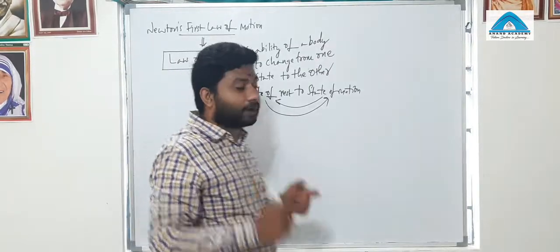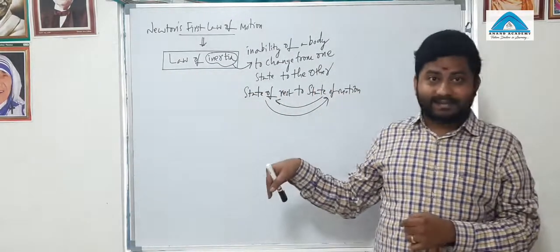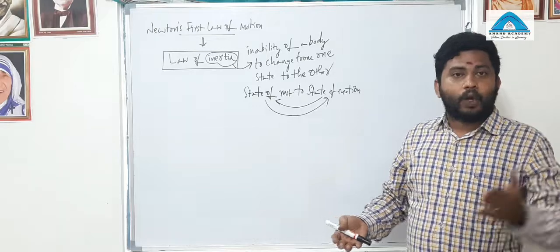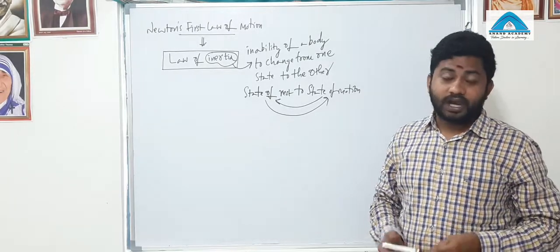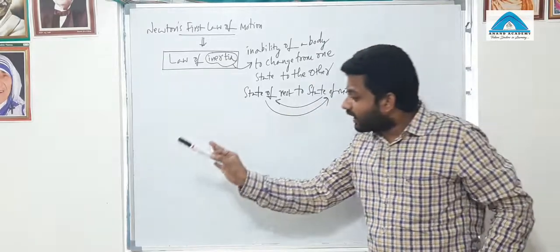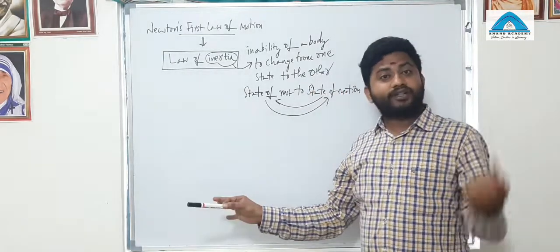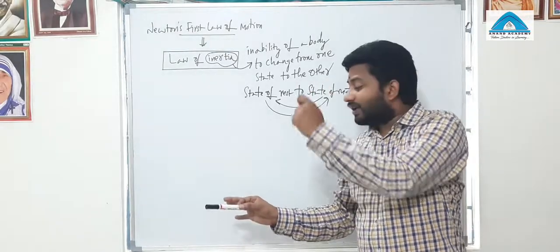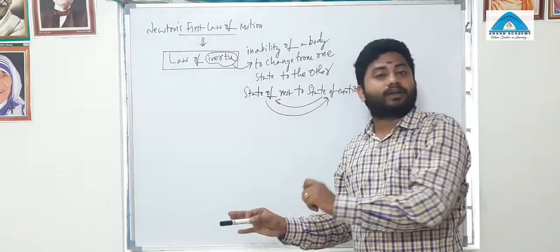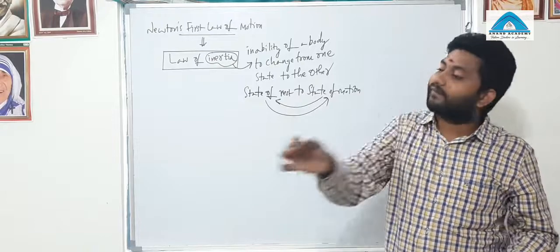An important thing, what we had already discussed. It is not a new topic. Already we had discussed this in Newton's first law of motion. Imagine this is the body which is kept on the table. On its own, it cannot change its state. So that's called inertia. This body will have some inertia.